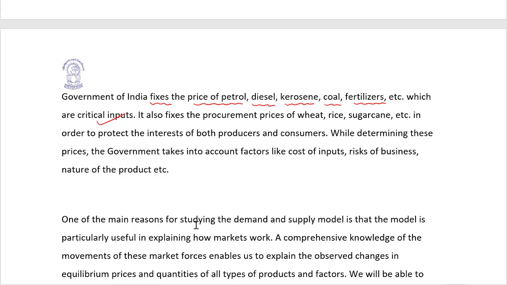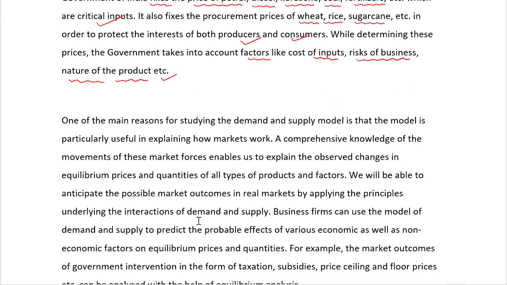It also fixes the procurement price of wheat, rice, sugarcane, etc., in order to protect the interest of both producers as well as the consumers of wheat, rice, sugarcane, etc. While determining these prices, the government takes into account factors like factor inputs, risk of the business, nature of the products, etc. So before fixation of price of the product, the government also takes certain factors into consideration.